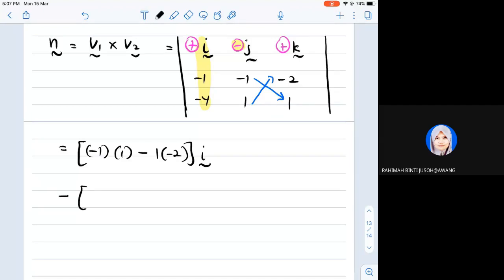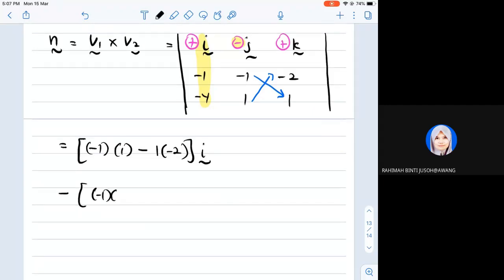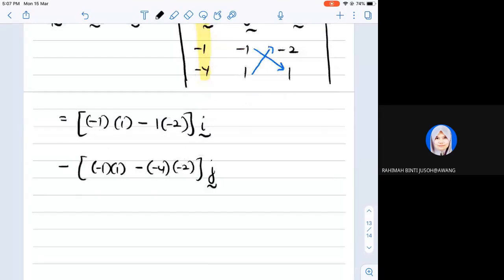Okay, close the second column. Tutup kolom yang kedua pula. So we are now closing the first and third column. Okay, cross product antara yang pertama dengan yang ketiga pula. So we will have negative 1 times 1 minus negative 4 times negative 2. Like this. This is for J.